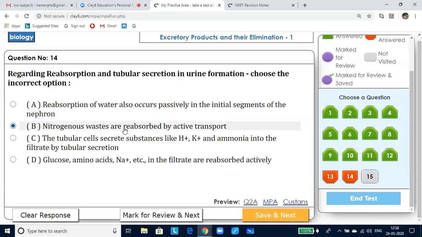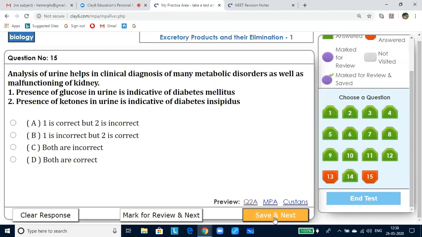Nitrogenous wastes are reabsorbed by active transport, proteins by passive transport. Analysis of urine helps in clinical diagnosis of metabolic disorders as well as malfunctioning of kidney. Presence of glucose in urine is indicative of diabetes mellitus. True. Presence of ketones in urine is indicative of diabetes insipidus. It is wrong. So 1 is correct, but 2 is incorrect. So I'm ending the test.